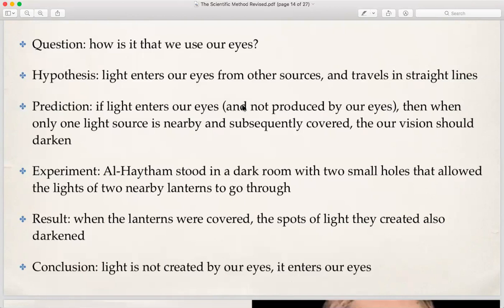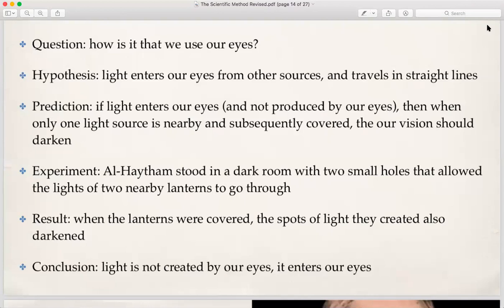And you might think, okay, what is a prediction of this? How can we possibly test something like this? And again, and I'm going to keep harping on this point, to me, the real creativity of science and research comes in this step from guess to prediction. His prediction was that if light enters our eyes and it's not produced by our eyes, then when only one light source is nearby and then subsequently covered, our vision should darken.